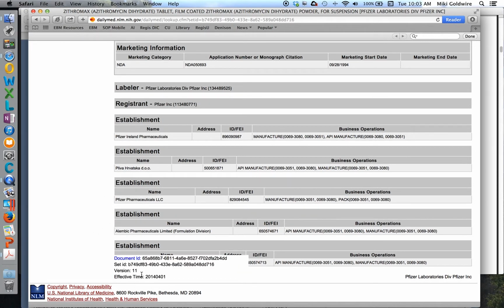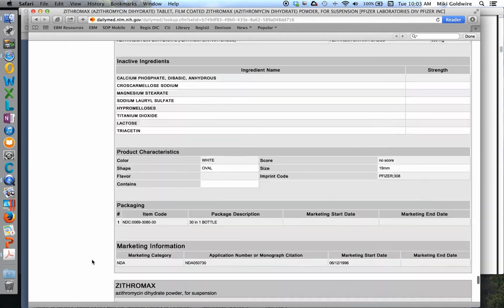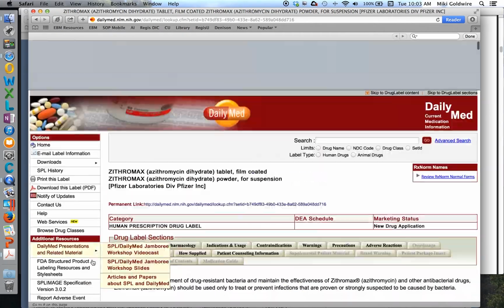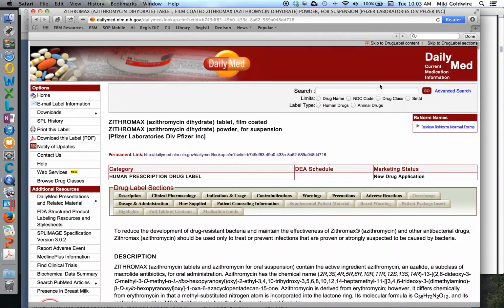Lastly, I wanted to show you the revised date. This PI was revised April 2014. So I do like DailyMed to find current package inserts.